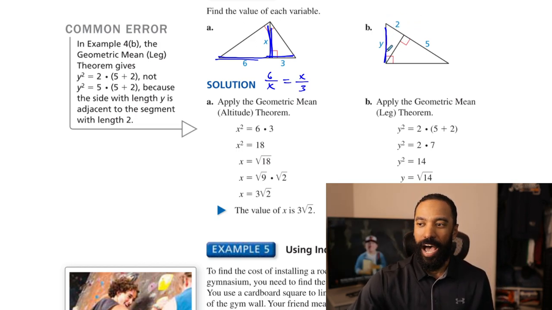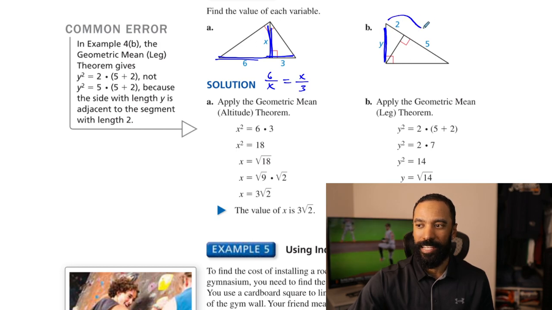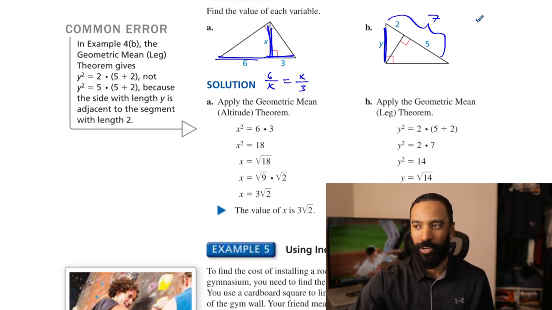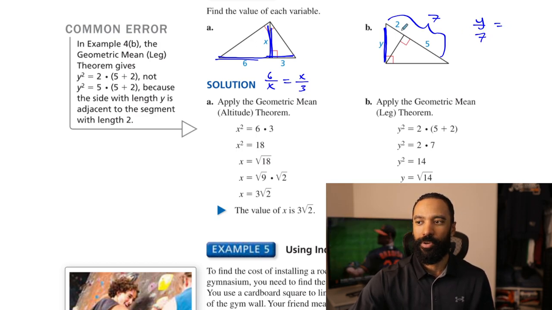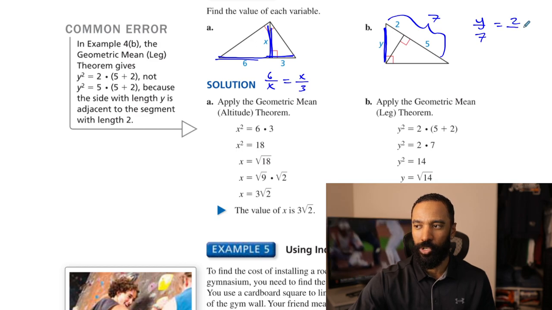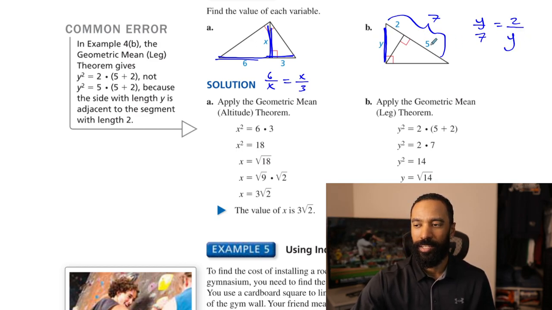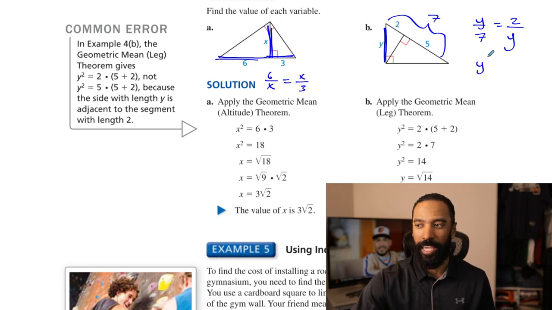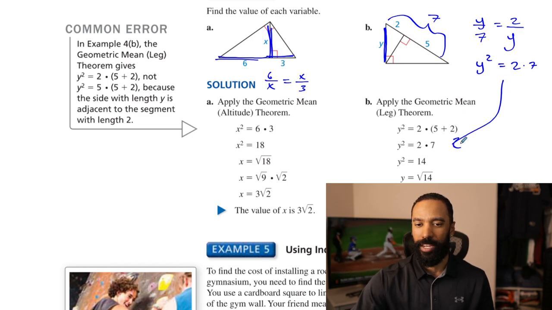Y is the hypotenuse of the small triangle, and 7 is the hypotenuse of the big triangle. So I could say y is to 7, hypotenuse of small to hypotenuse of big. And notice that we have the short leg of the small, 2, and the short leg of the big, y. That's my setup. When I cross multiply, I get y squared equals 2 times 7. Notice that they have that down right here as well.